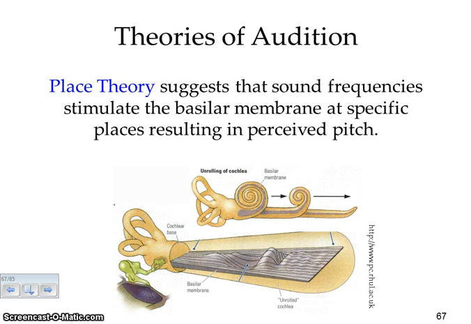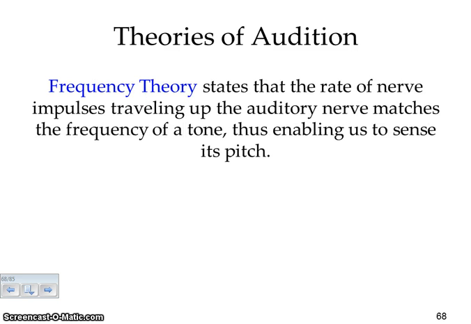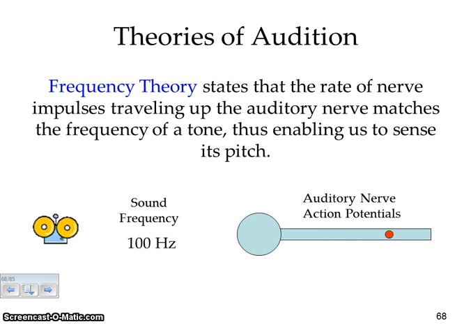Place theory suggests that sound frequencies stimulate the basilar membrane at specific places, resulting in perceived pitch. Frequency theory states that the rate of nerve impulses traveling up the auditory nerve matches the frequency of a tone, enabling us to sense its pitch. So sound frequency, and there you go.